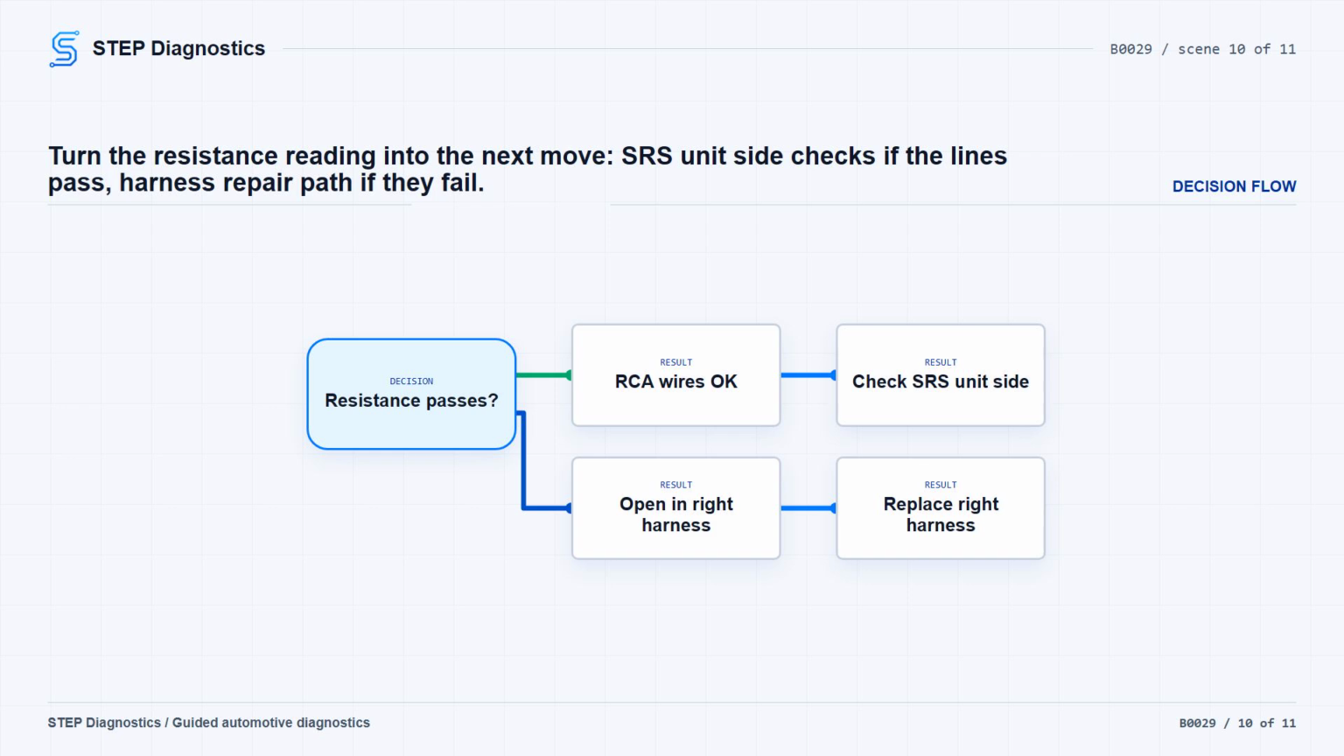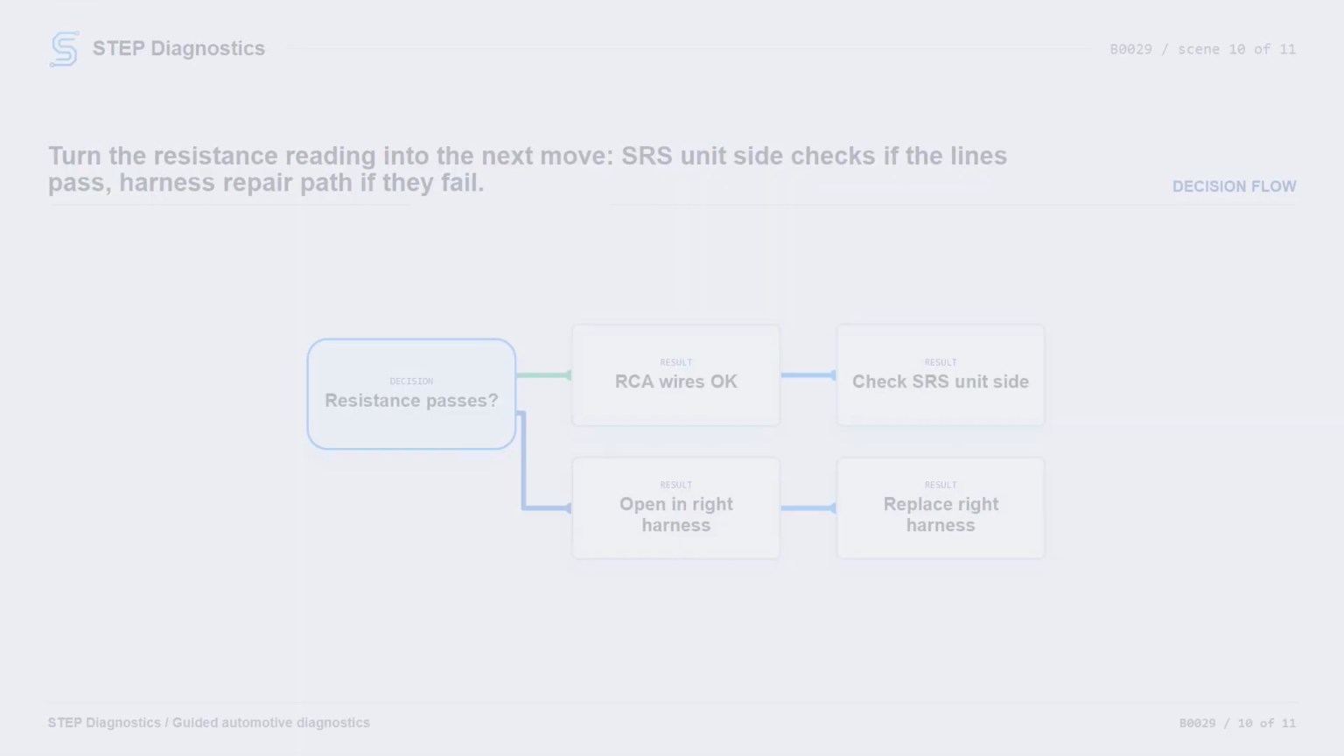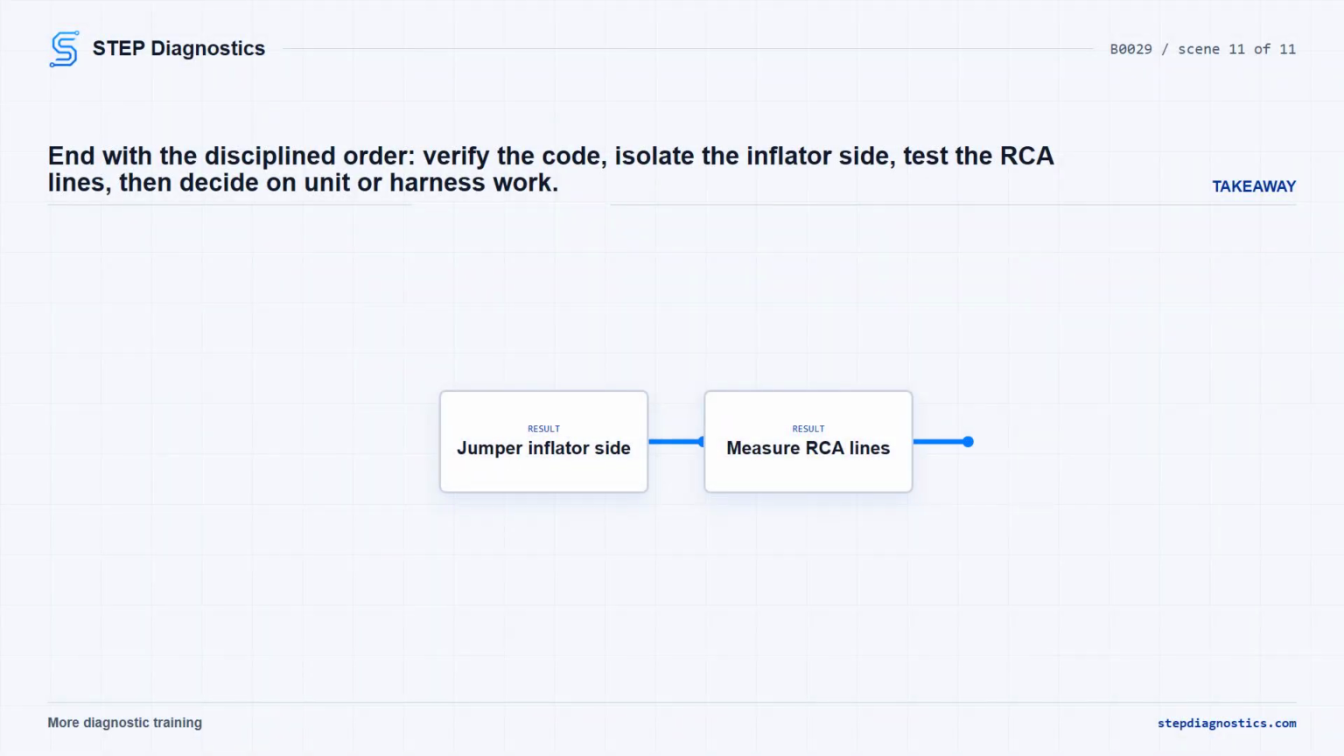If the resistance is not 1.0 ohms or less, the result points to an open in the right side wire harness. Replace the right side wire harness, then clear the DTC. The clean way through B0029-13 is to verify the code first, simulate the inflator side, then test the RCA plus and RCA minus wiring before condemning the SRS unit or harness. Keep the SRS safety steps tight, and do not skip the software check before an SRS unit replacement.